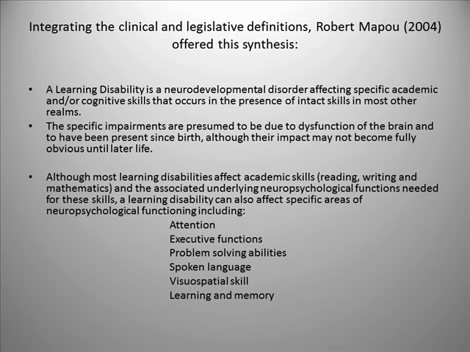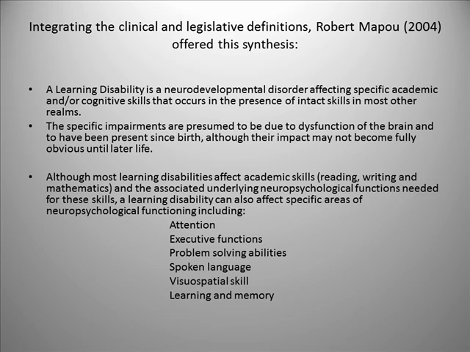Robert Mapu in Maryland is one of the few people that has written extensively on adult ADHD. And I think it's important for us to take these points individually. A learning disability is a neurodevelopmental disorder affecting specific academic and cognitive skills. And these deficits are occurring in an otherwise intact CNS system. The specific impairments are presumed to be due to dysfunction of the brain and have been present since birth. So we have taken academic deficits and we're neurologizing their etiology. That's something that didn't occur 20, 30, 40 years ago.